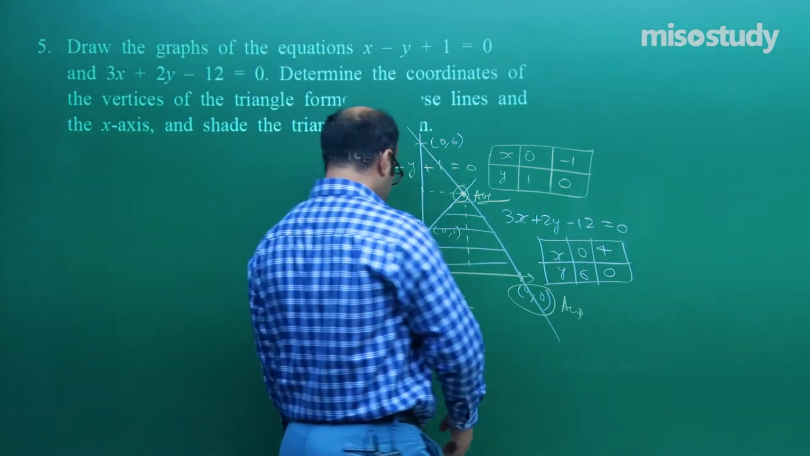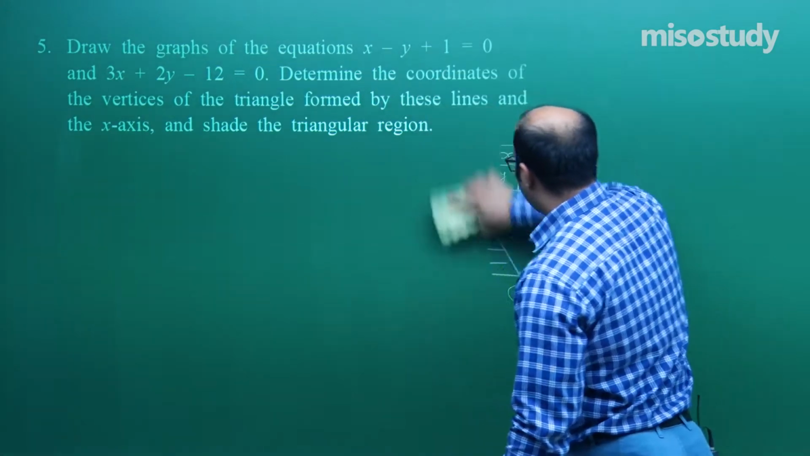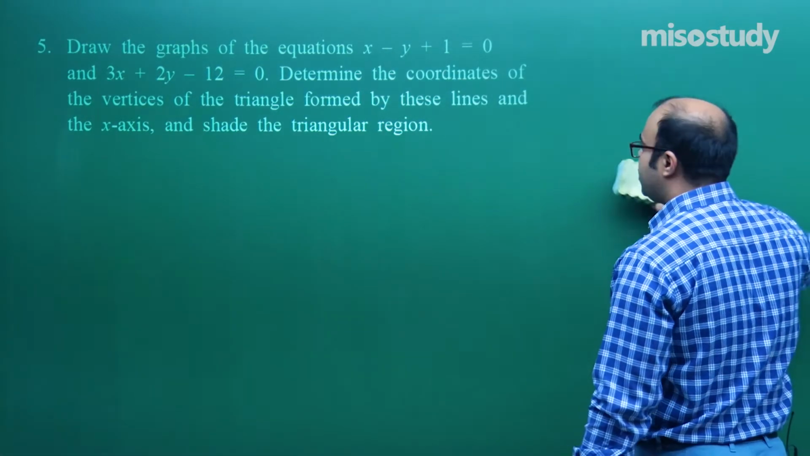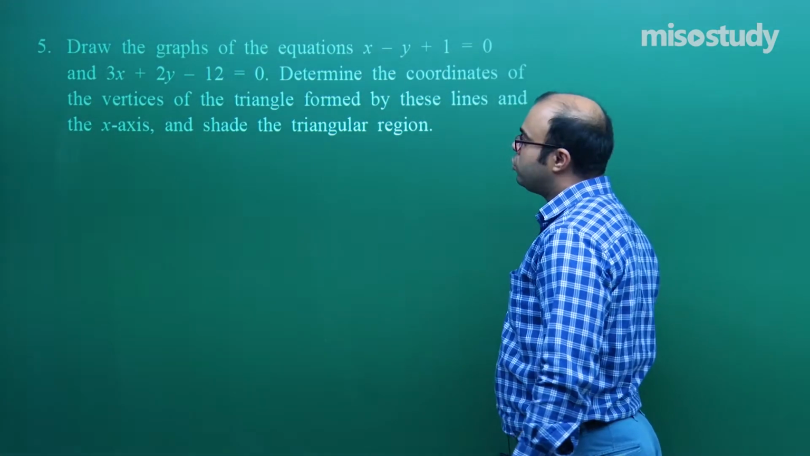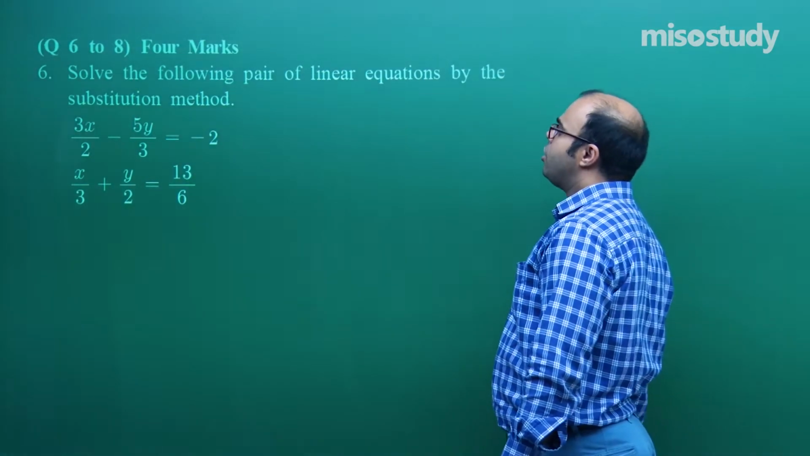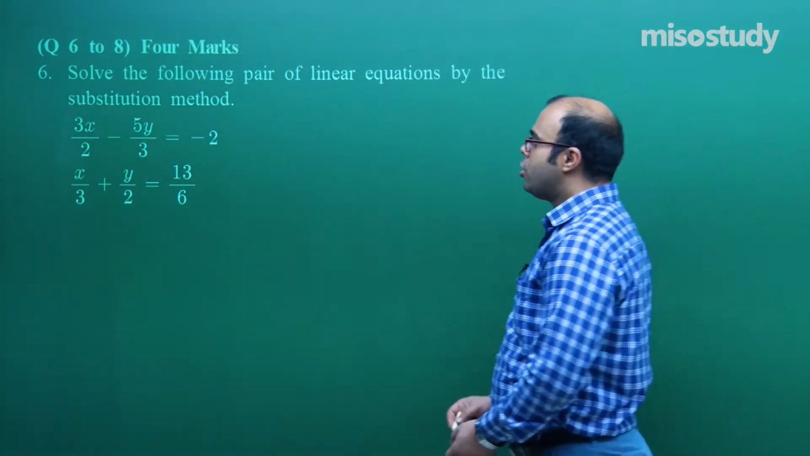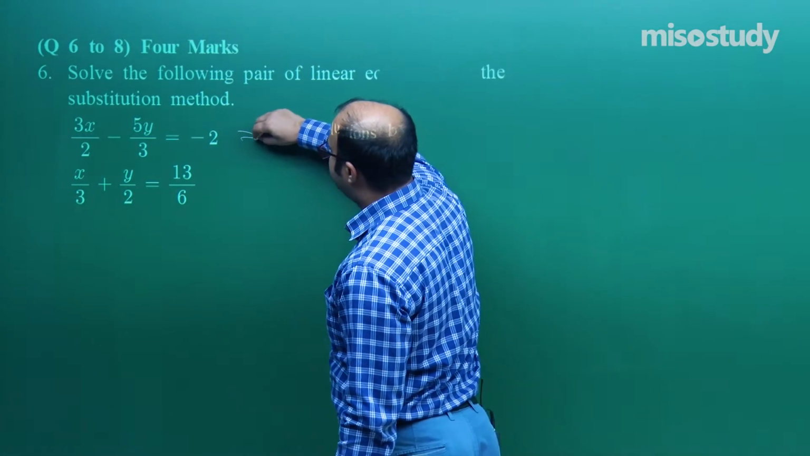Okay students, so let us move on further to the next question. Till 5th question, it is of 2 marks. If we go to the next 6th question, it is of 4 marks, 6 to 8, 4 marks. Solve the following pair of linear equations by the substitution method. So what we will do, we will substitute.